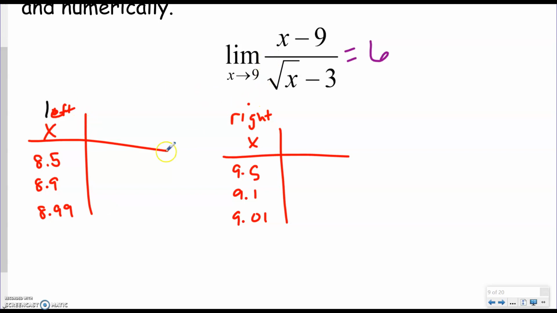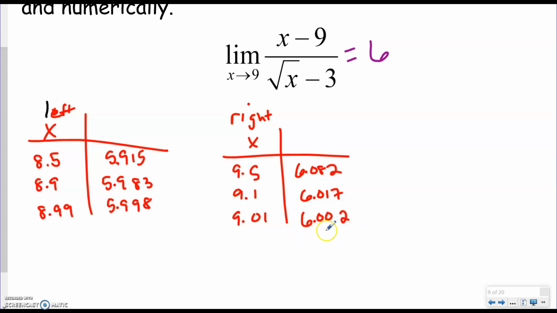When I plug in 8.5 in my calculator, I get 5.915. When I plug in 8.9, I get 5.983. And again, I'm just plugging those in for my x values. I plug in 8.99, I get 5.998. Same thing on the right side. If I plug in 9.5, I get 6.082. 9.1, I get 6.017. And 9.01, I get 6.002. So notice, if I were to extend this out and take it one step further, I'm getting really close to 6 for both of those. So we just verified that numerically.